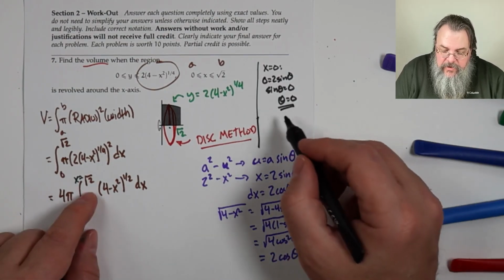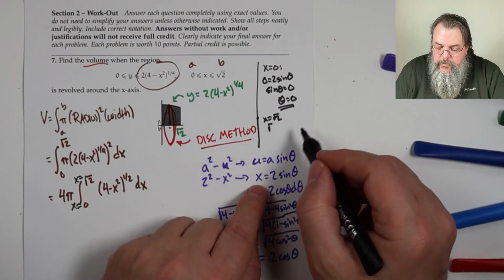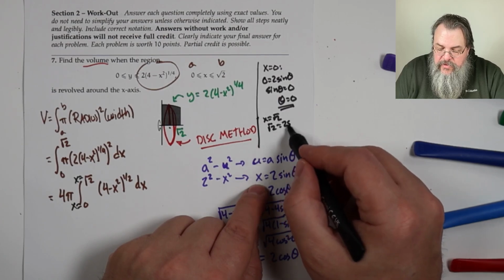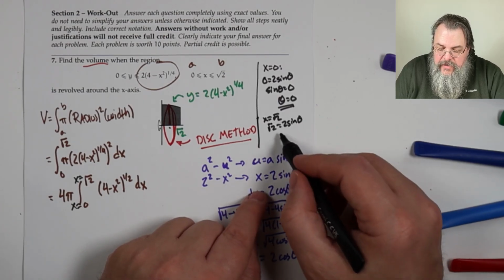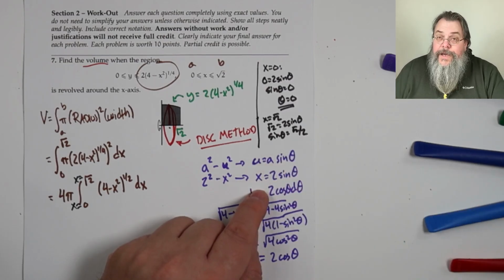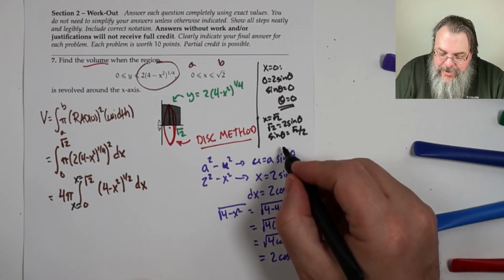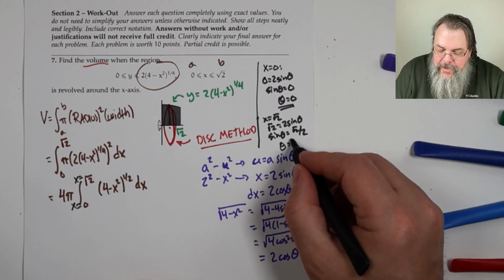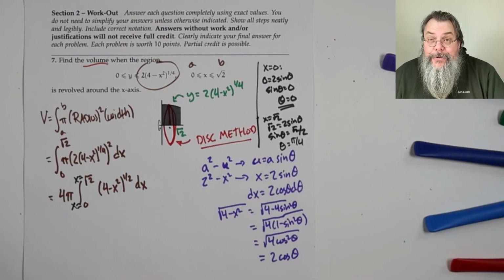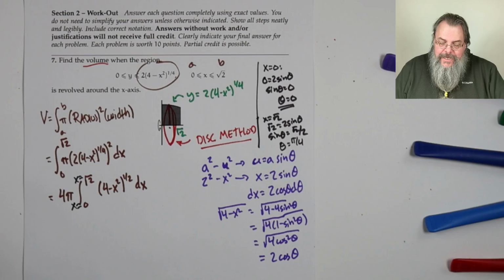What about the other bound? x equals root 2. Plug in root 2: root 2 equals 2 sine theta. Then sine of theta equals root 2 over 2. We remember, or we look it up, whichever way, and say, hey, that's a pretty convenient angle, pi fourths, 45 degrees. All right, cool.